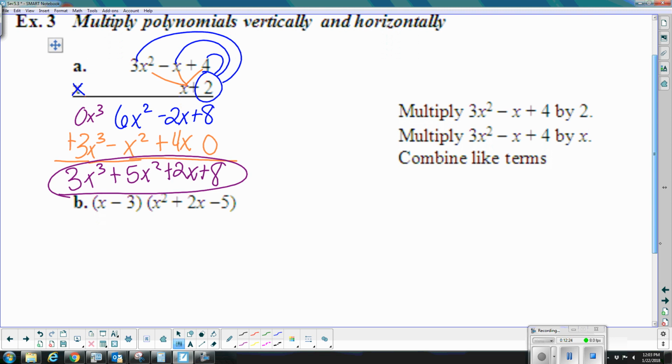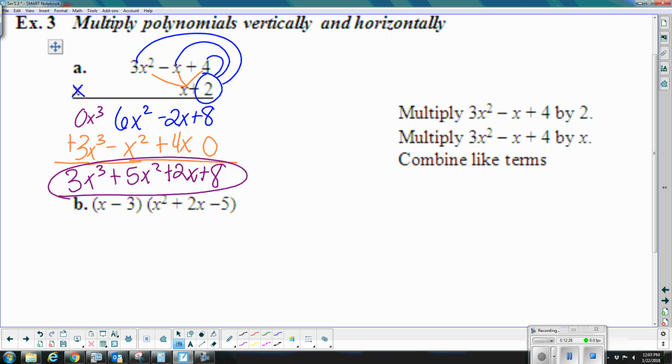When you're multiplying horizontally, you can use the FOIL method, even though you have a larger polynomial, but you're going to take this first term, x, and multiply it by each term in the second polynomial. So x times x squared, x times 2x, x times negative 5. So x times x squared is x cubed. X times 2x is 2x squared. And x times negative 5 is negative 5x.